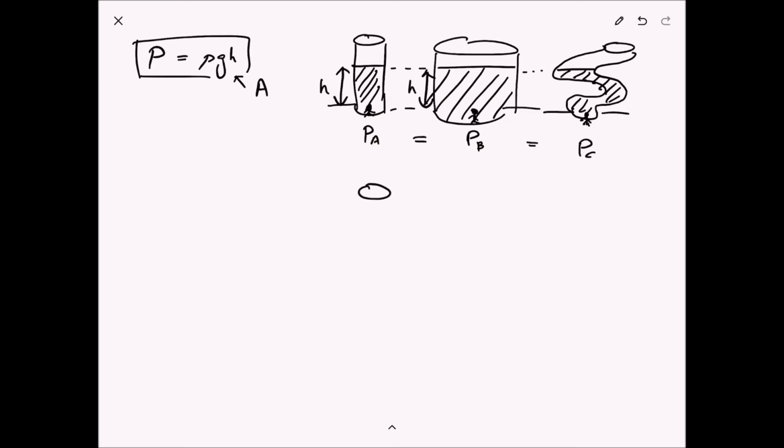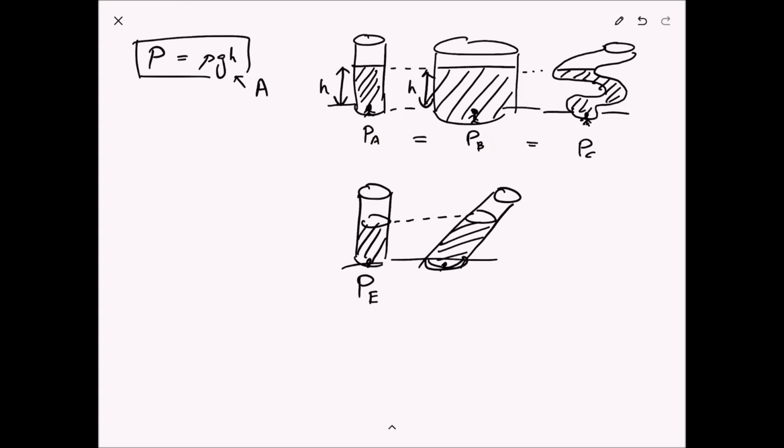So for example, if now I have this, and if I have this, and I fill it to the same column height and you are underneath here, will PE and PF be the same? Yes, they will be the same, because as long as the vertical height is the same, then according to rho g h, if the density is the same, g is the same, and h is the same, the pressure experienced at the bottom is also the same.